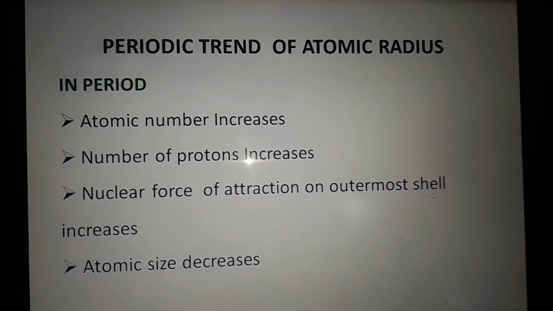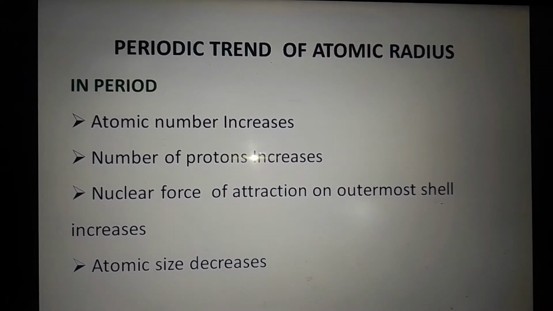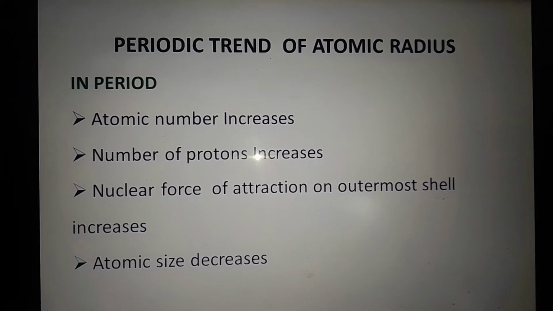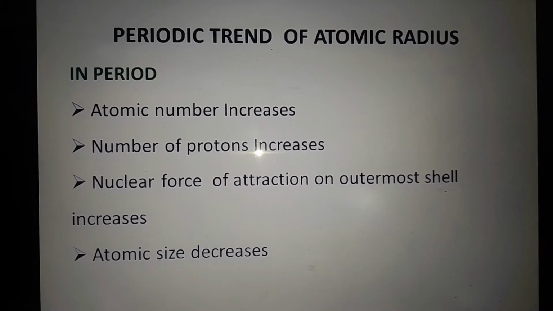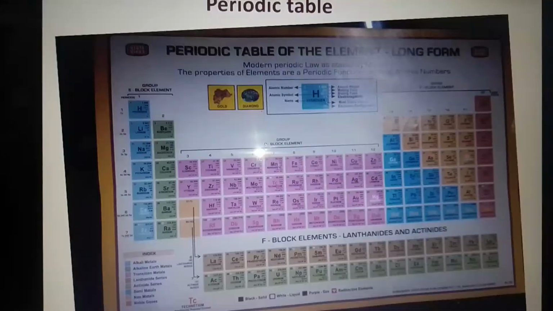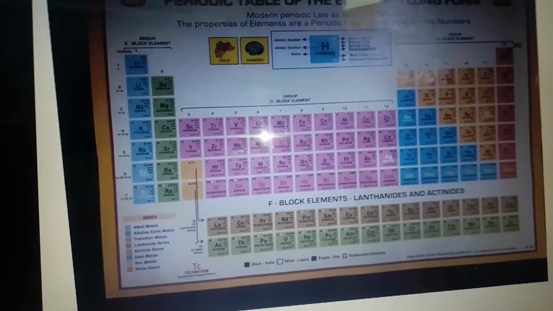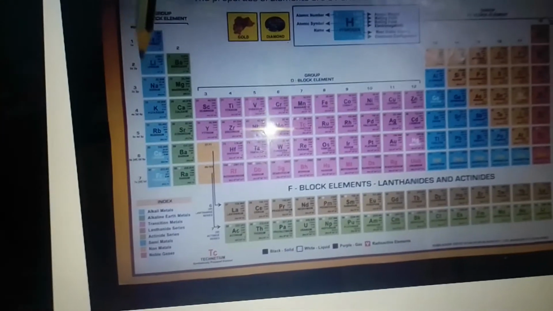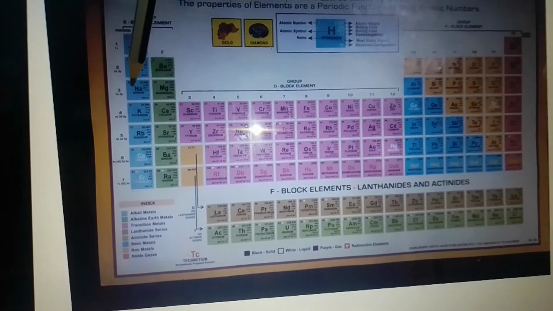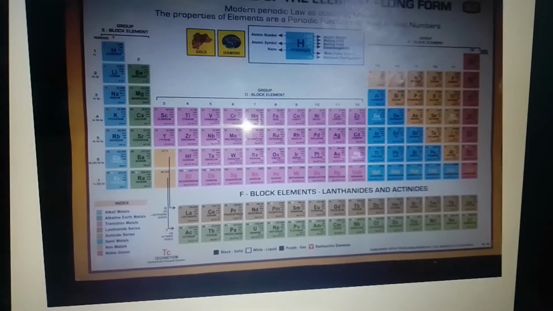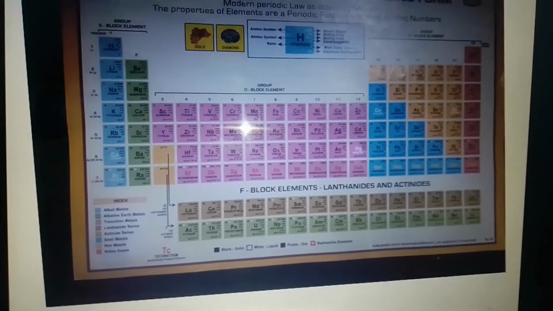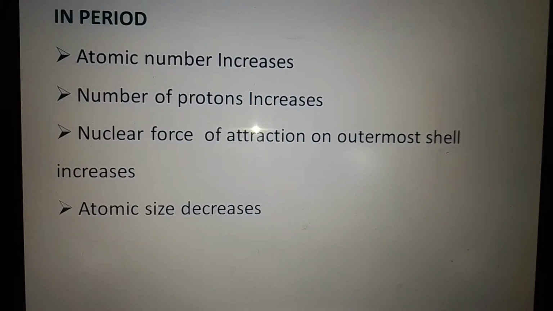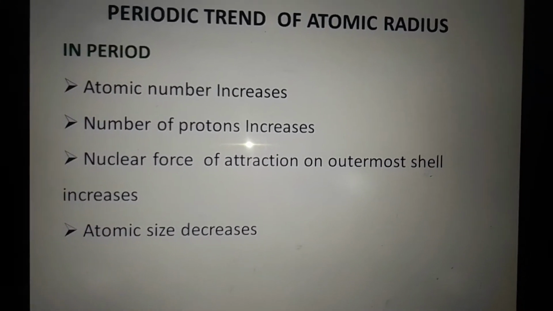Now we will see the periodic trend of atomic radius. In the last lecture we saw about the periodic trend. Now we will see this trend in a period, that is from left to right, from lithium to neon, sodium to argon. This is about the elements from left to right in the periodic table, that is the period. We will see what happens to the atomic radius.